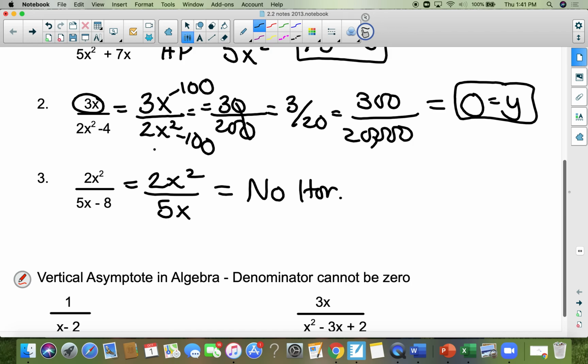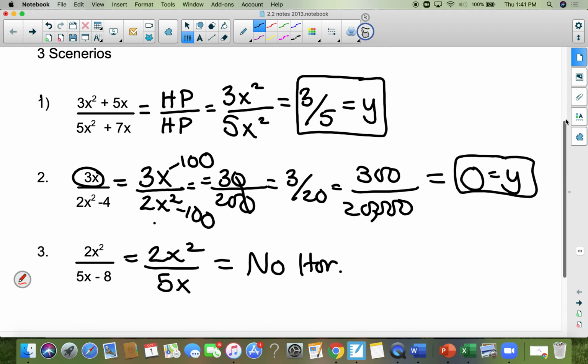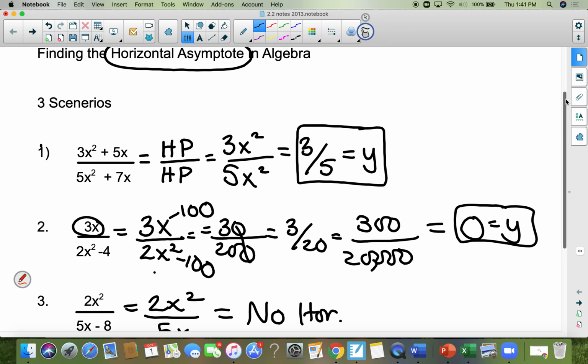So, let's look at the scenarios again. If the powers are exactly the same, then you can easily tell what the horizontal asymptote is, correct? If the power on the bottom is bigger than the power on the top, it's always going to go to what number? 0. If the power on the top is bigger than the power on the bottom, there's going to be no horizontal asymptote, and that's what you learned in college algebra.